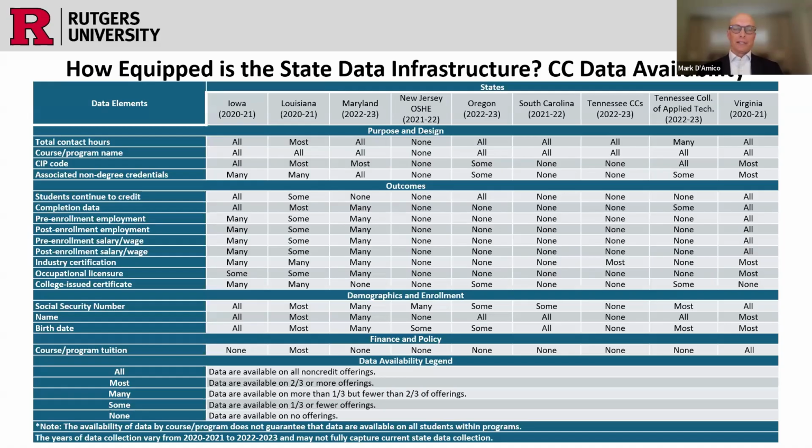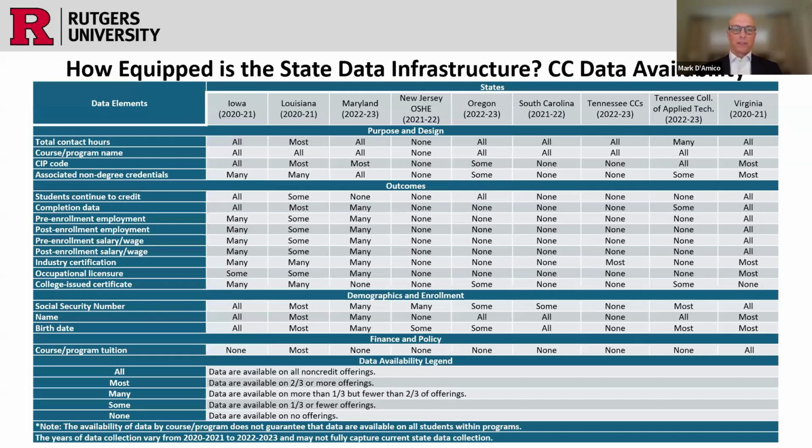But then when you get to associated non-degree credentials, only about half of our partner states are able to track students to credit right now. Again, this is state level data, not that colleges can't potentially do this as well. Completion data, the same, and then the labor market outcomes. Pre-enrollment employment and post-enrollment employment, same with salary, wage, industry certifications, and licensure and such, about half of our partner states. All that to say, there are gaps to fill.